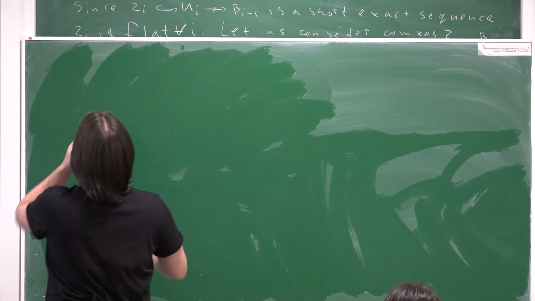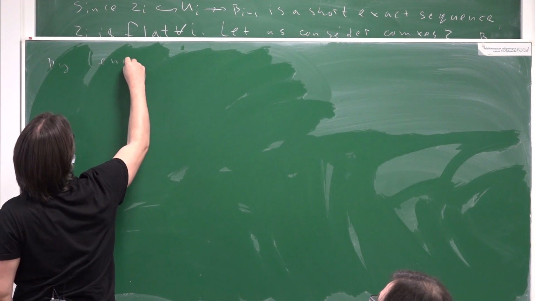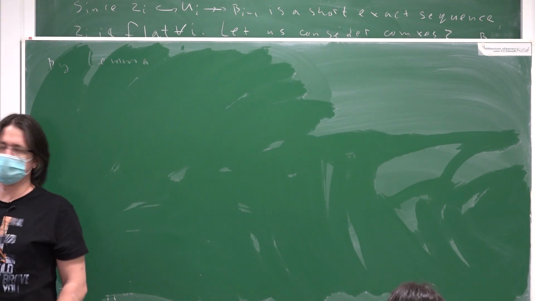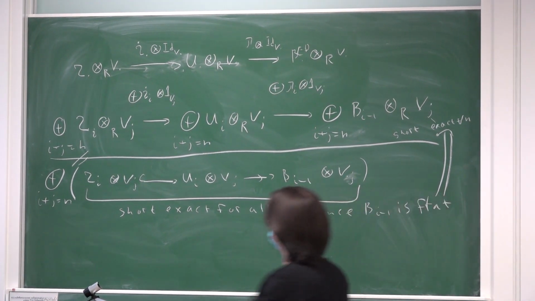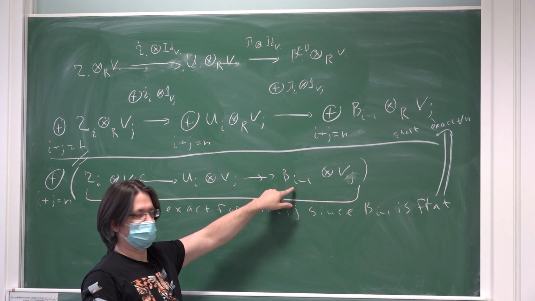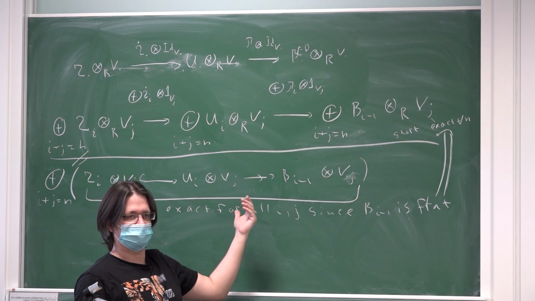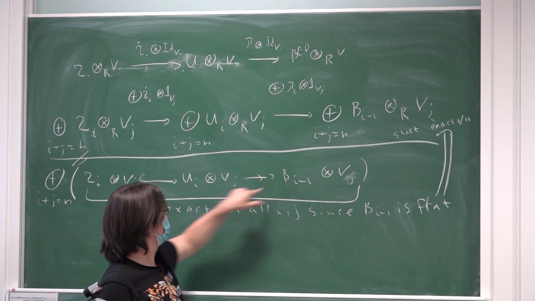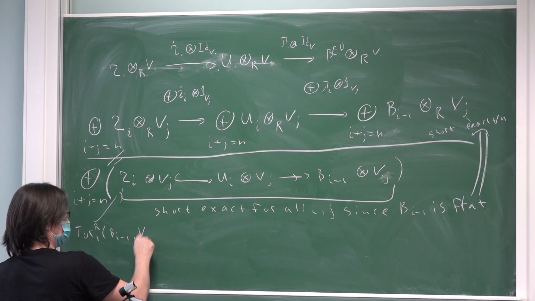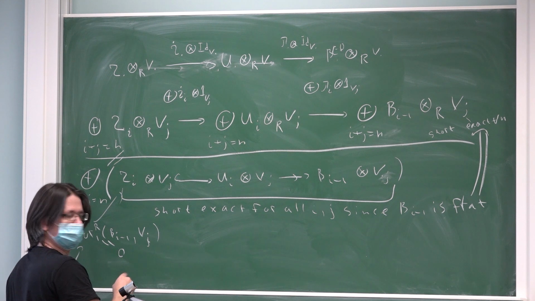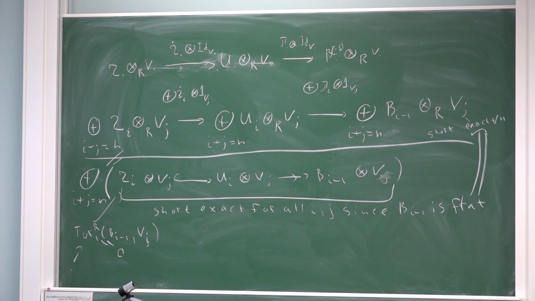Then the lemma that I have deleted just now. Because it is a direct sum of exact sequences. And why is the small one exact? Because the sequence Z_i, U_i, B_{i-1} was exact, and we tensored by V_j. But B_{i-1} is flat. When we tensor, we get a long exact sequence, and it starts like this, and then Tor_1 over R of B_{i-1} and V_j, and then something else. But this one is 0 because B_{i-1} is flat. So by our lemma, we have a long exact sequence.